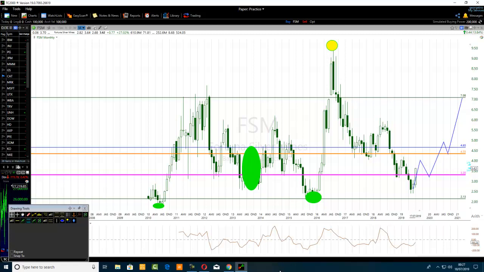I'm not saying that this is exactly what's going to happen. It is a possibility. All we are saying is to look for trading opportunities in the zone of $3.30 and also in the zone between $4.33 and $4.65.